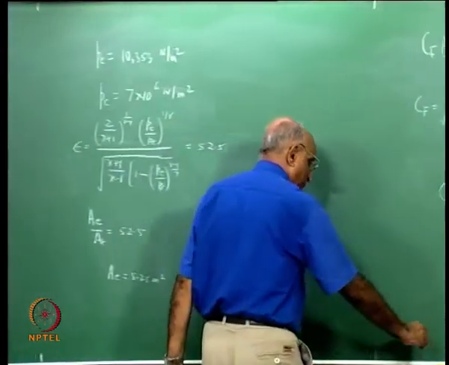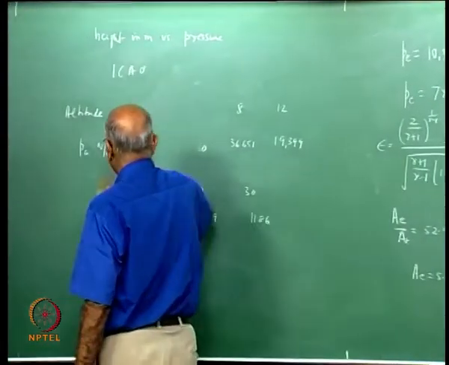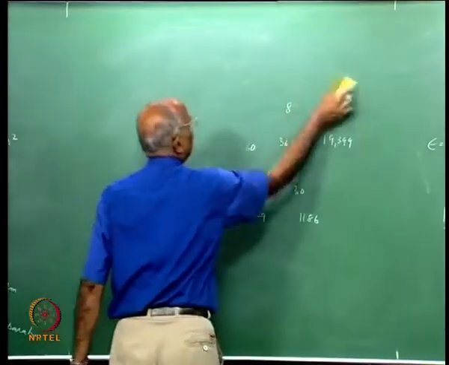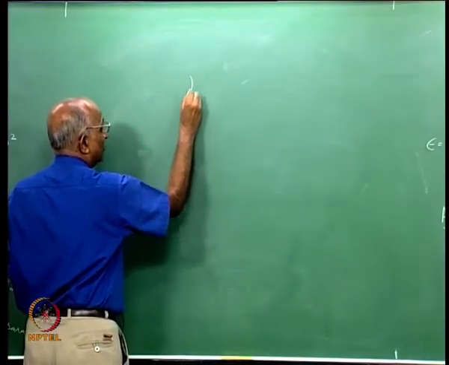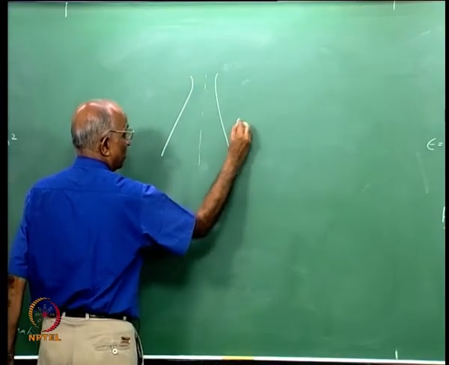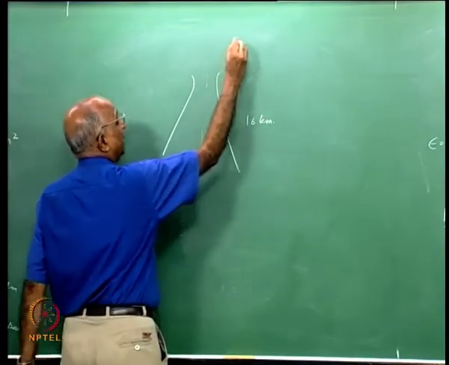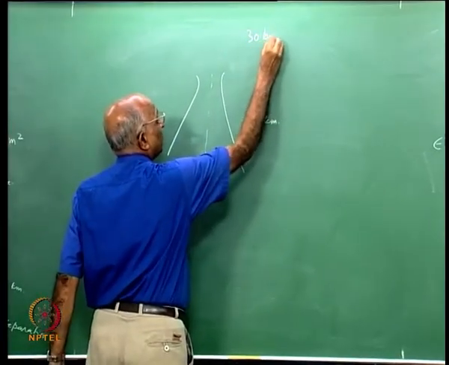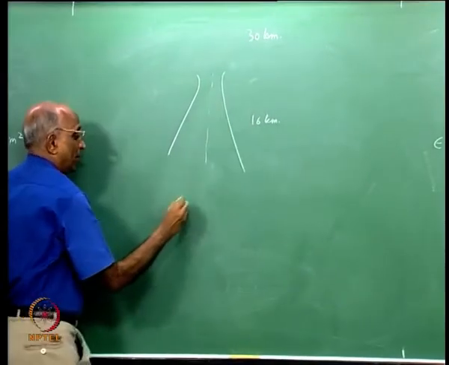That means what has happened? You had a nozzle, I think I'll erase this out now. You had a nozzle which was designed for 16 kilometers, and you are operating it at 30 kilometers. If it was designed for 30 kilometers, it would have been optimum at 30 kilometers.